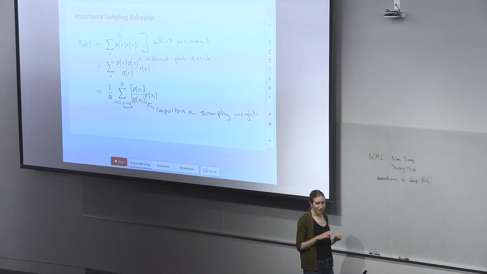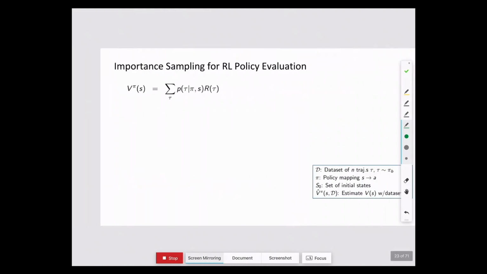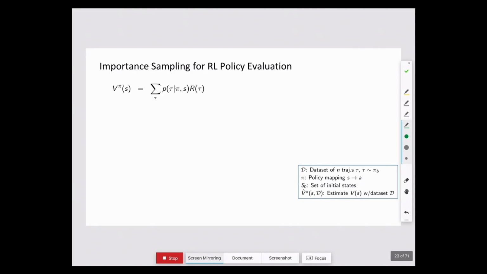Now in this case, we have to know both right now. So we're assuming that we know what P of X is and we know what Q of X is. And so let's see now how that's going to translate to the reinforcement learning case. So in the reinforcement learning case, we're going to want to do the same thing. We're going to assume that we care about figuring out the value of a policy.